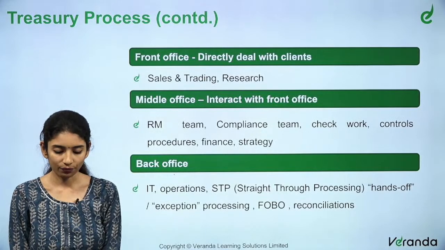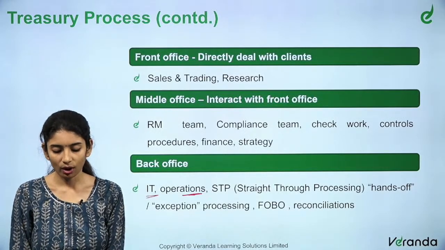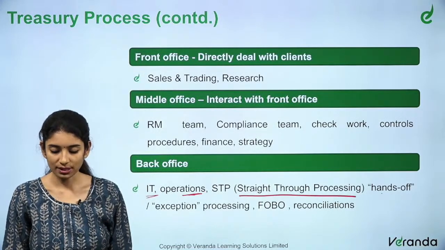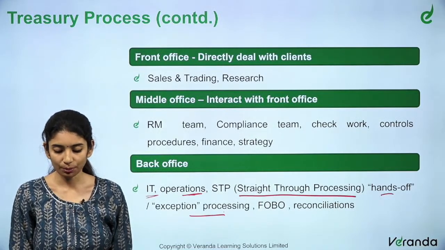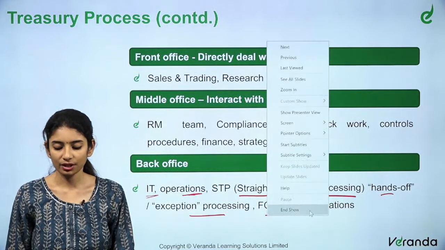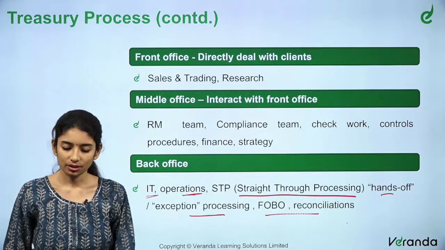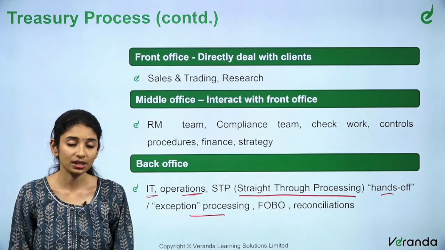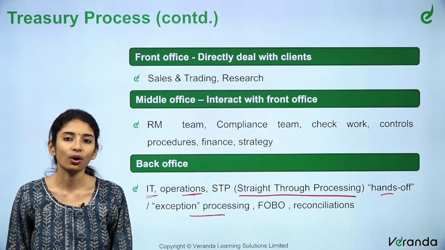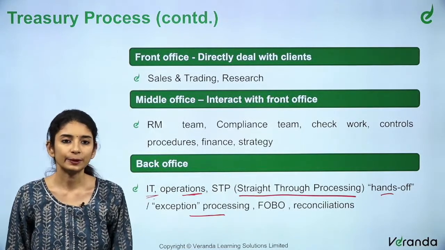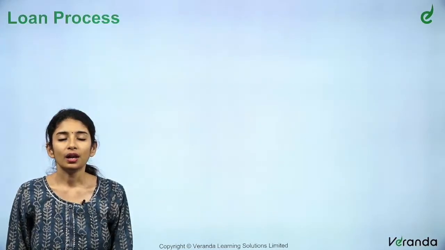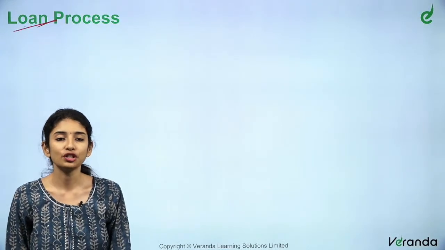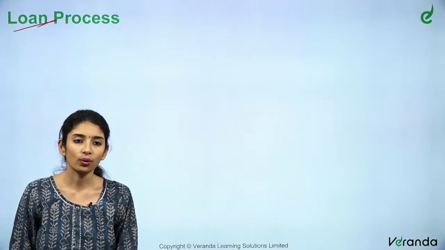Then we have the back office. They are in charge of the IT operations, straight through processing, exception processing, and reconciliations. So front office, back office transactions and reconciliations, they are in charge of all of these transactions at the back office. Clear? Loan process. We finished CASA, credit card and treasury, and we're moving on to loan process.